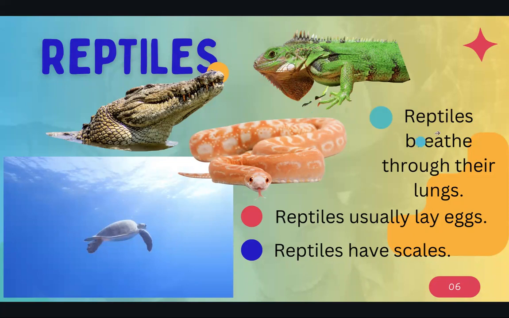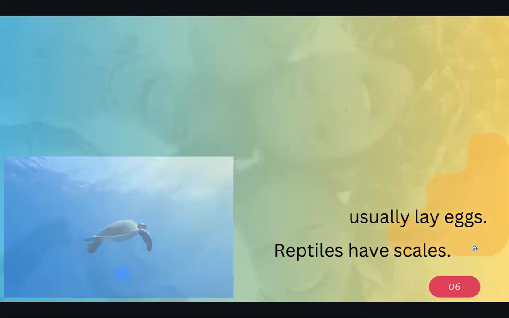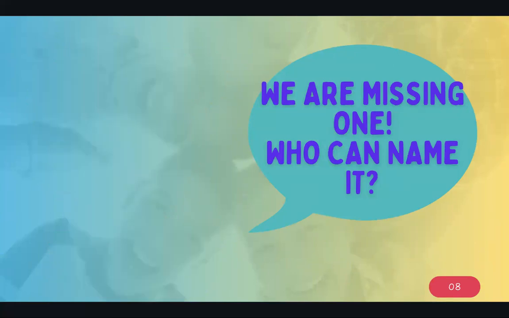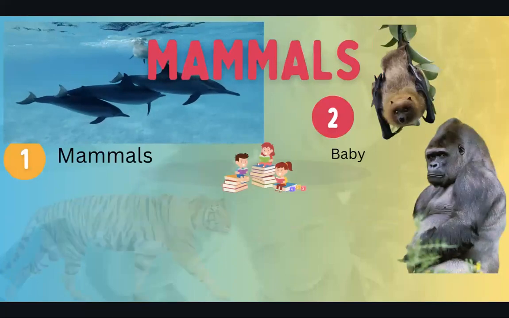All right, so those are the reptiles. Are we still missing something? I think we are. Our group. All right, so here is what we are missing: mammals.